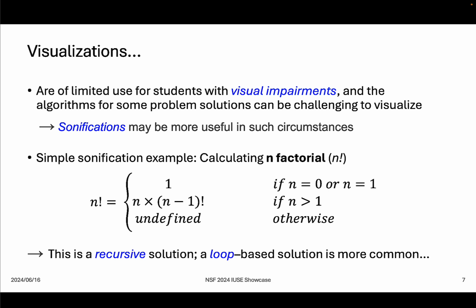Visualizations are valuable, but they do have some limitations, particularly for students with visual impairments, and it can be challenging to create visualizations of some algorithms. Sonifications may be more useful in these circumstances. So we're going to go through a simple example calculating n factorial. This is the historic mathematical definition. It's a recursive definition in that we compute n factorial as n times n minus 1 factorial.